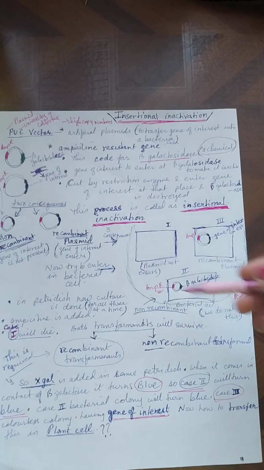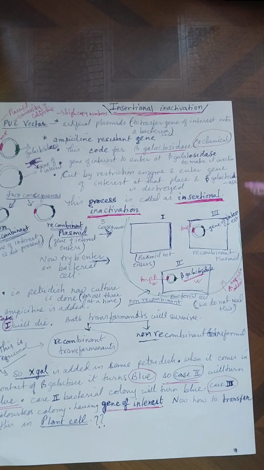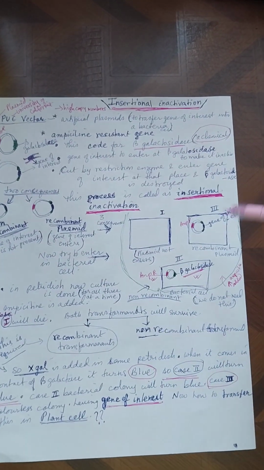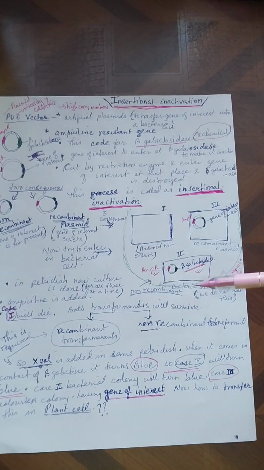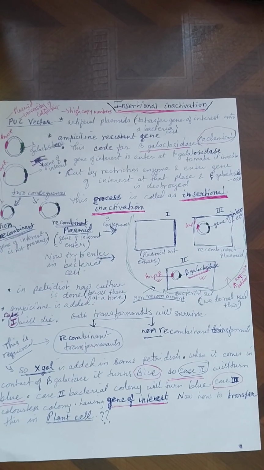Now, how to identify it practically? We require only this one. So, culture will be done. How will culture be done? A petri dish will be taken, nutrient medium will be applied and then ampicillin will be added.